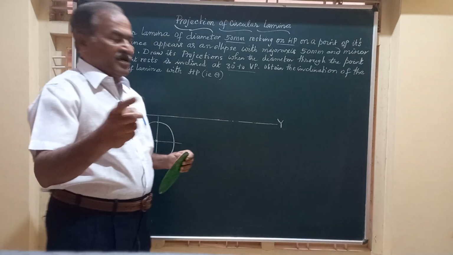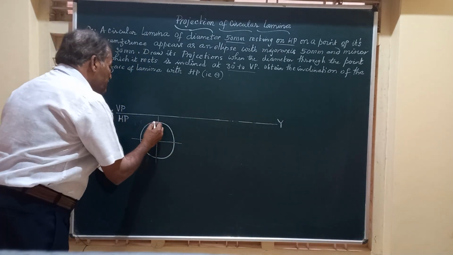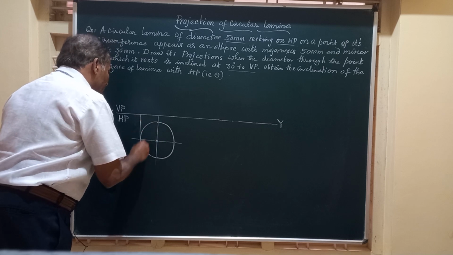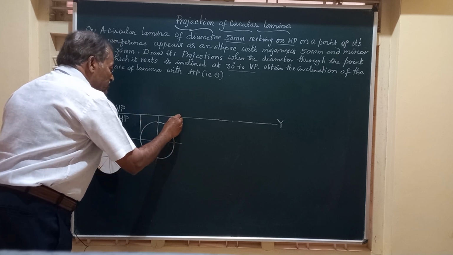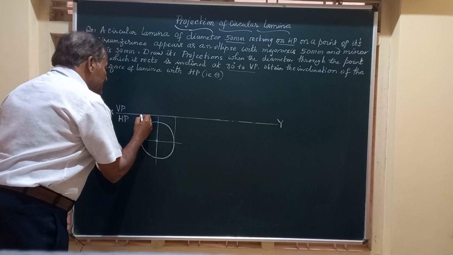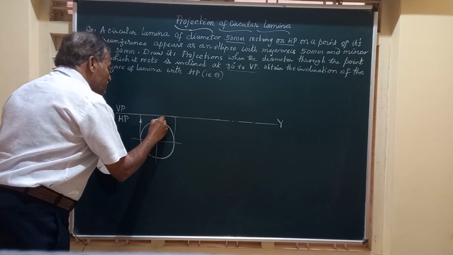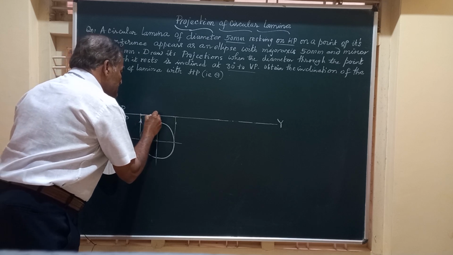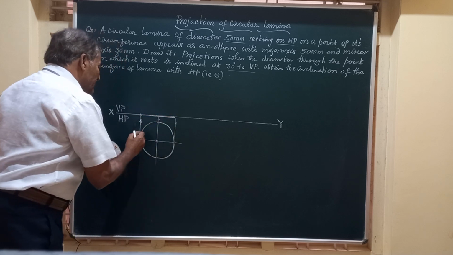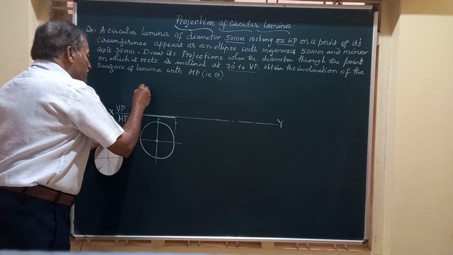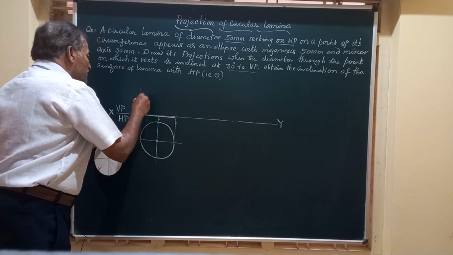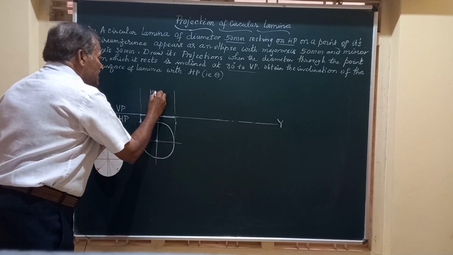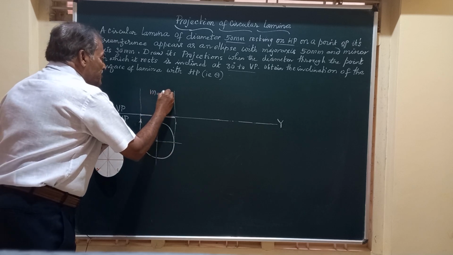So friends, I have written the top view of the lamina. It's a circle, and let us obtain the front view corresponding to this top view. Friends, if you project lines from here, you will get on this xy a line of length equal to m, and that m is equal to 50 millimeter. So I will call this m, which is equal to 50 mm.